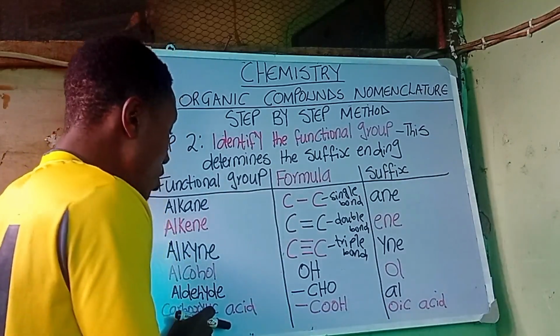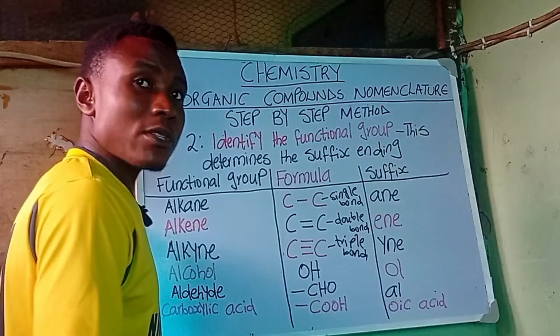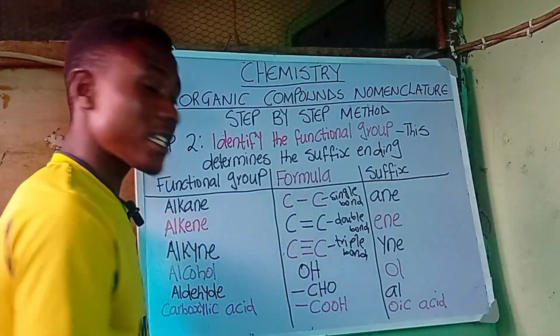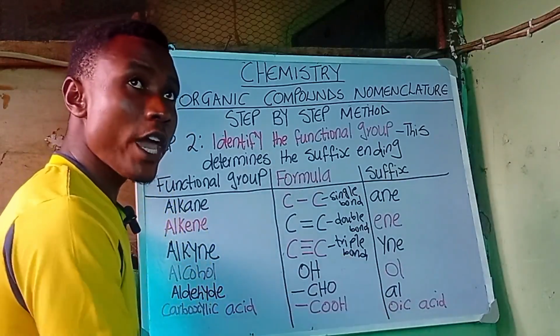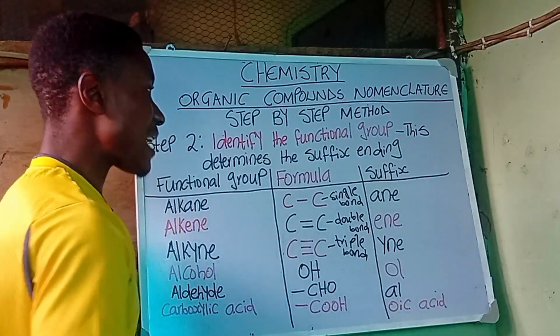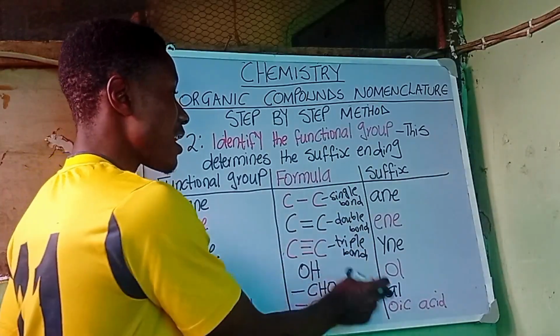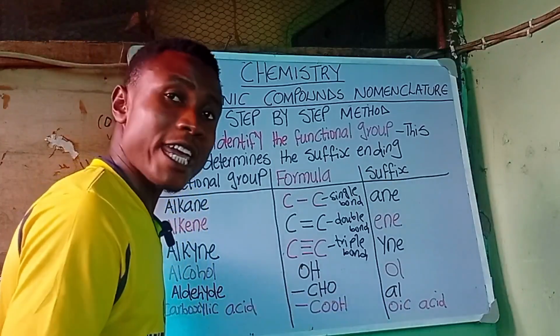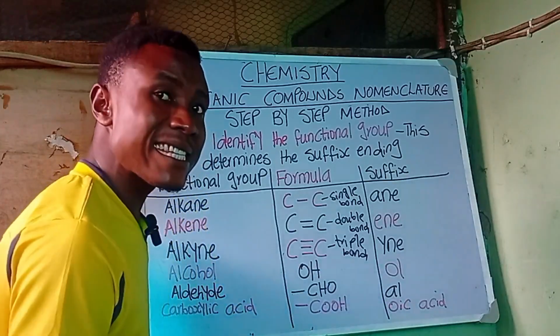Right? We have the next one, which is the carboxylic acid. The formula for the carboxylic acid is COOH. That is the formula for the carboxylic acid, and the suffix for the carboxylic acid is the "oic acid".